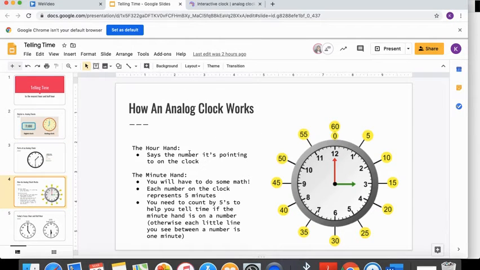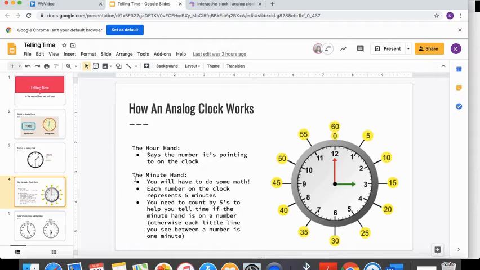So for the analog clock, we have two different hands on our clock. The first one is the hour hand. So again, that one's a short arrow here. And when you're talking about the hour, the short arrow is pointing to a number or even slightly after that number. What you are going to do when saying the hour is you are going to look at that number and say that number. So right now it would be 3 o'clock.